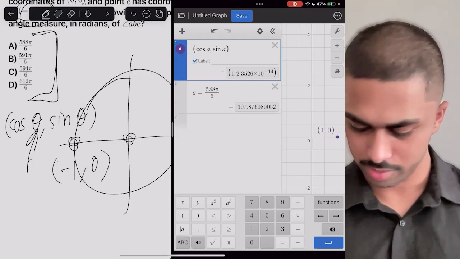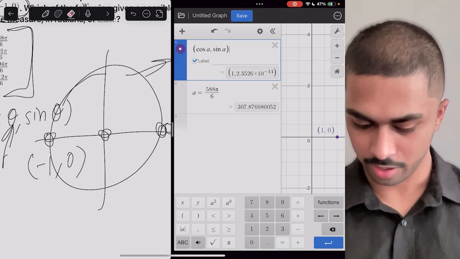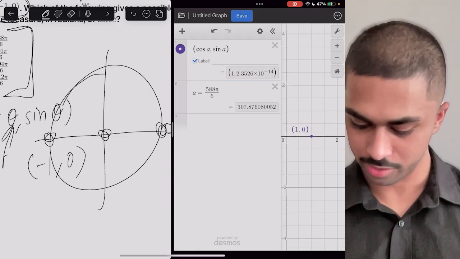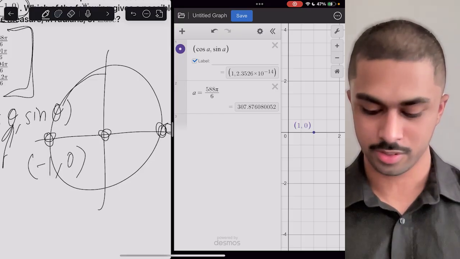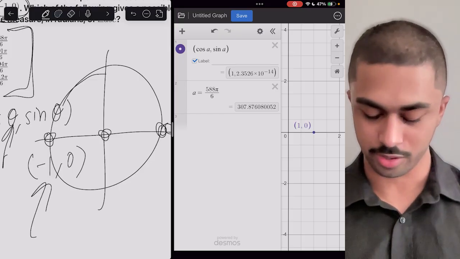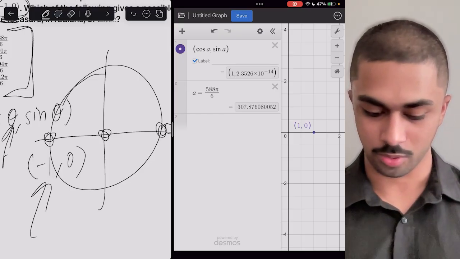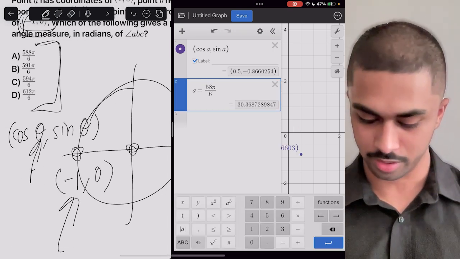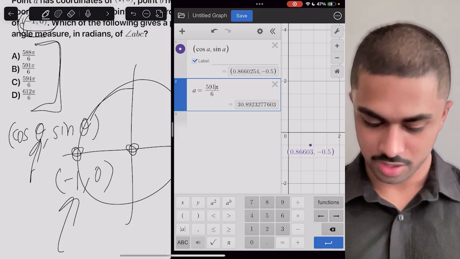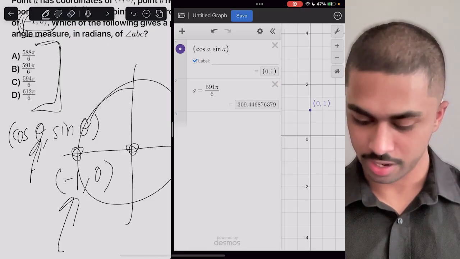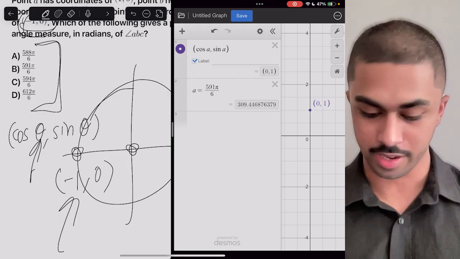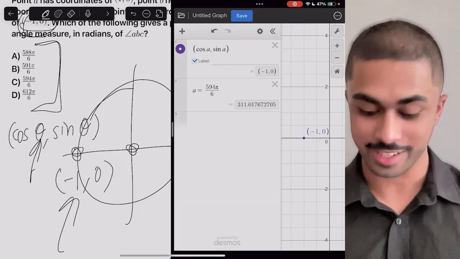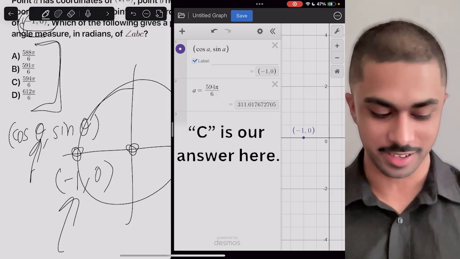I don't know why my Desmos is bugging out right now. But it shows right here it's something crazy, but on the graph, as you can see, it's just 1, 0. And 1, 0 is not -1, 0. So this does not work. Now, instead of 588 pi over 6, let's put in 591 pi over 6. See how this is 0, 1? That's still not -1, 0. How about 594? See how that's -1, 0? See how that matches C?